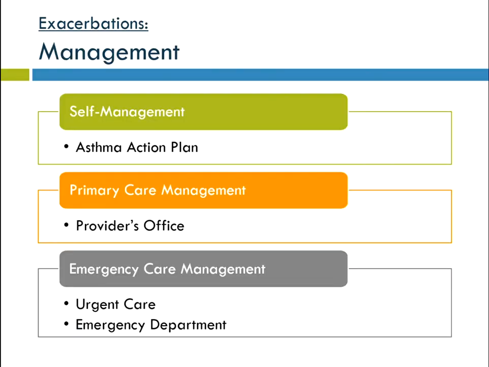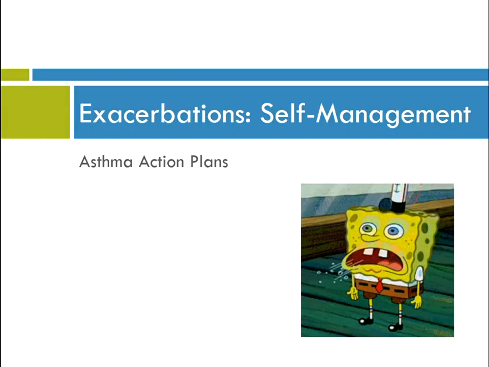Alright, so with management, we have self-management. So again, the patient can manage their own medication therapy at home with an asthma action plan. We're going to talk about primary care management. So think about provider's office. If you want to go to ambulatory care, same thing. And then emergency care medicine. So that management has to be urgent care and emergency department. Okay, so let me go one at a time.